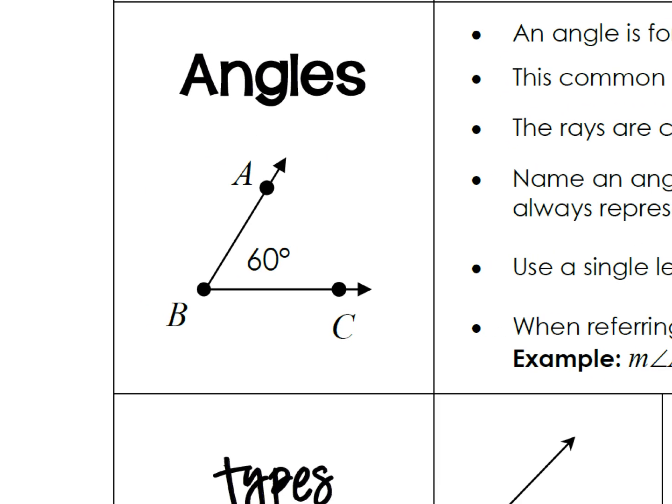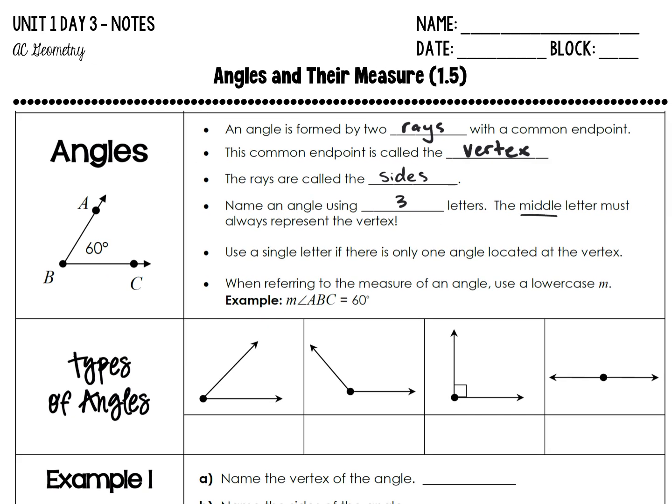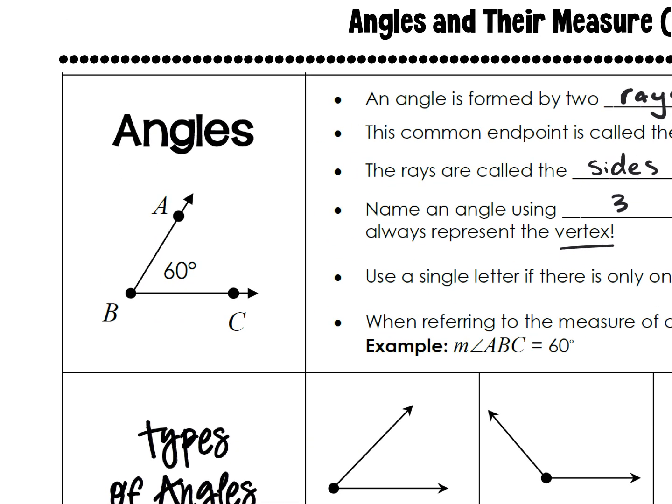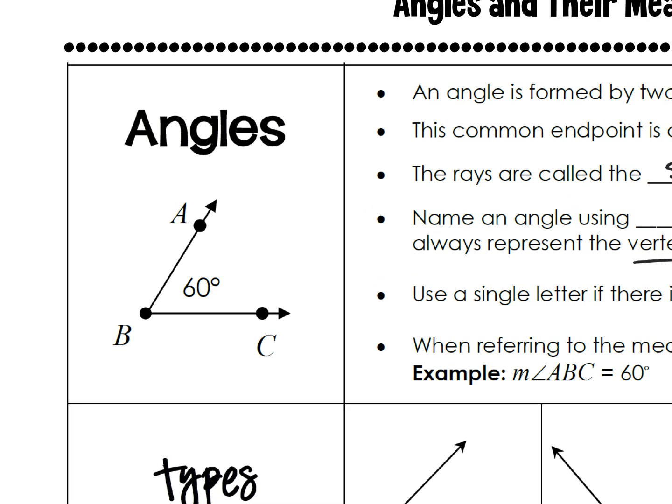Now, when we are naming angles, the big thing is that vertex. We're going to name the angle using 3 letters. And the important part of that is the middle letter must be the vertex. There are actually 3 ways you can name an angle. The first one is with the 3 letters. So I could name this angle as angle ABC. Notice how B is my vertex and it is the middle letter of my name.